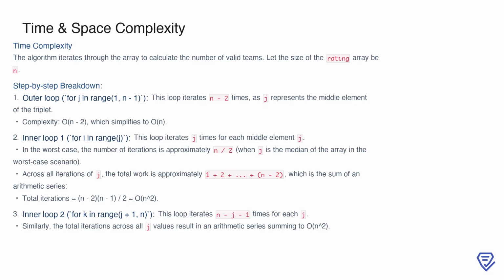Next, for each value of j, the first inner loop iterates over all indices before j, specifically j times. In the worst case, when j is near the middle of the array, this loop performs about n/2 iterations. Summing up these iterations across all values of j gives us an arithmetic series whose total is proportional to n squared. Similarly, the second inner loop iterates over all indices after j, running n - j - 1 times for each middle element. When summed across all j, this also results in an arithmetic series summing to n squared. Thus, both inner loops contribute n squared operations in total.